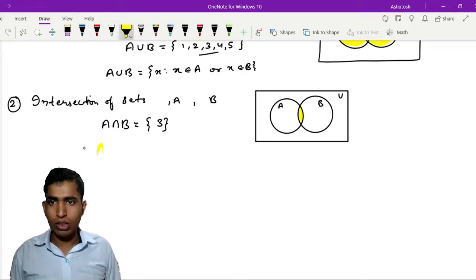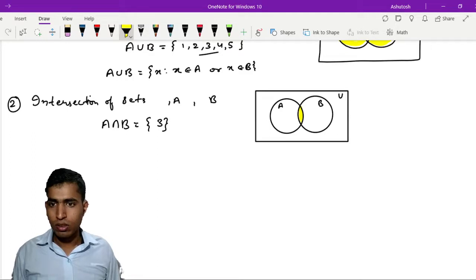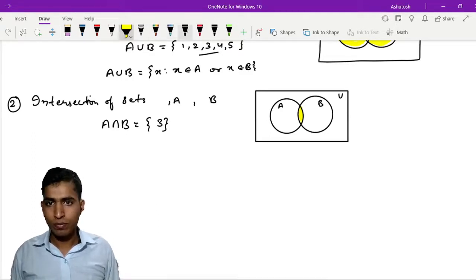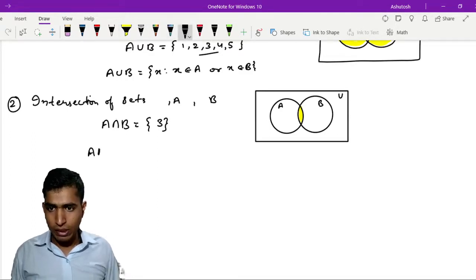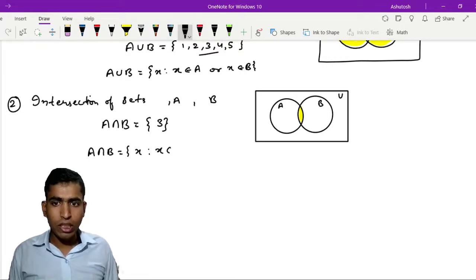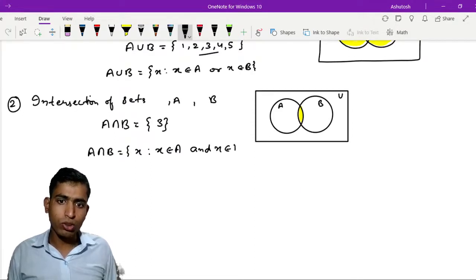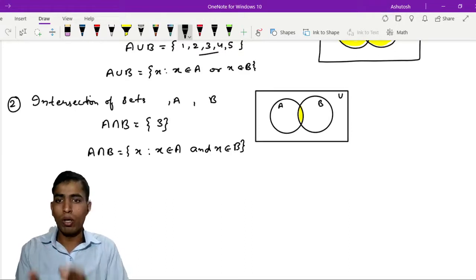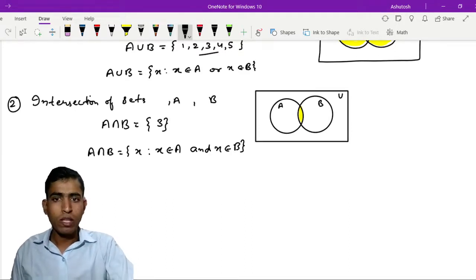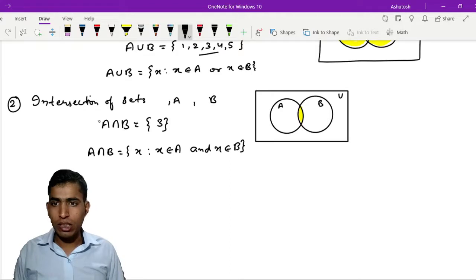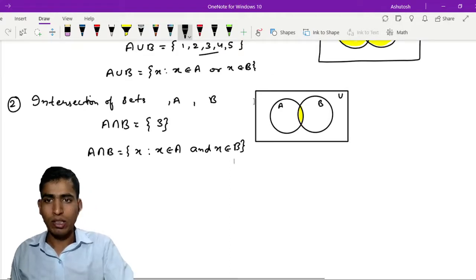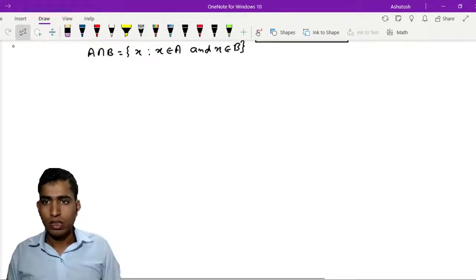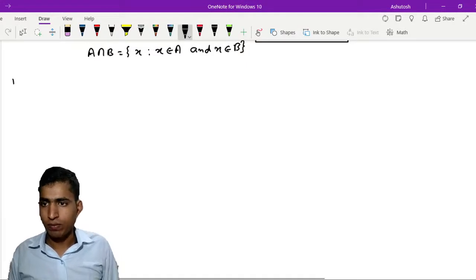So now A ∩ B is written as {x such that x belongs to A and x belongs to B}. It means the x taken in it must belong to both. Okay, so based on this intersection of sets, we have another definition: disjoint sets.